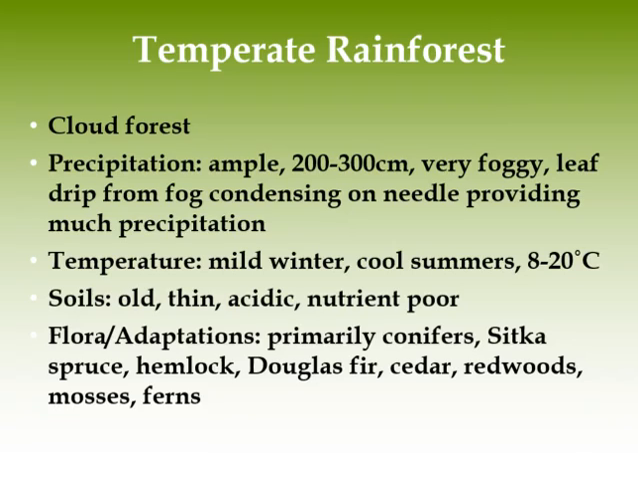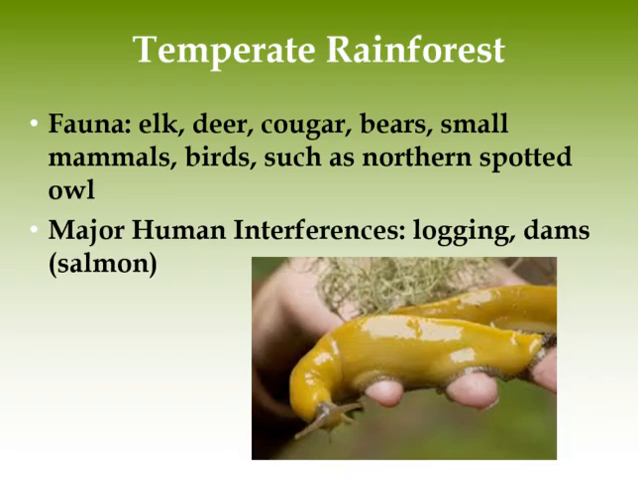The vegetation is primarily conifers, with lots of mosses and fern due to the very moist environment. One of my favorite animals found in the temperate rainforest is the banana slug, which can be as long as your hand. The biome is usually affected by extensive logging and the damming of rivers, which blocks salmon migration.